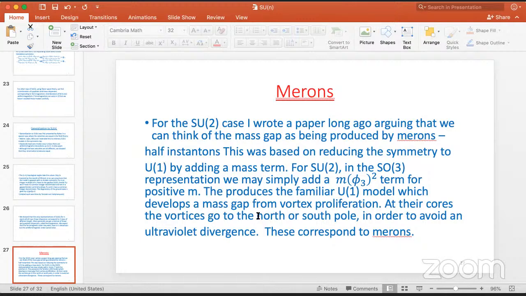At the cores of vortices, the field goes to the north or south pole to avoid an ultraviolet divergence. So we have two types of merons. At infinity, the bosons lie on the equator, but at the origin, they go to the north or south pole. So we have two different types of merons in this case.